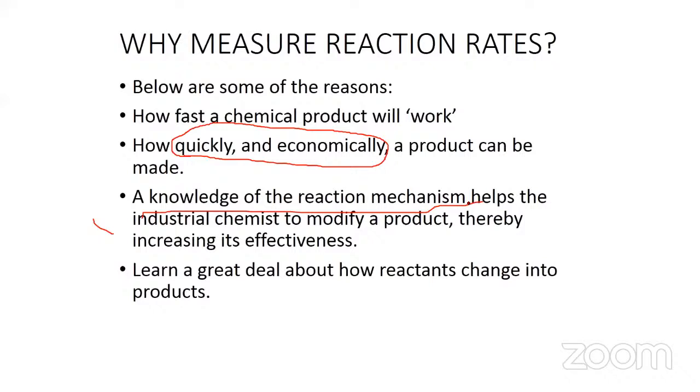So a knowledge of the mechanism will help industrial chemists, somebody who has a factory that is producing ammonia, a knowledge of the reaction mechanism, how ammonia is produced. If I know a shortcut, I can produce more of it, and that will be very important. Therefore, I need to know the mechanism of the reaction. Once I do that, I will get more of the ammonia.